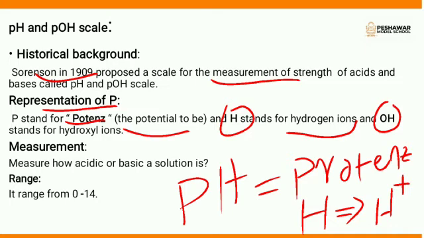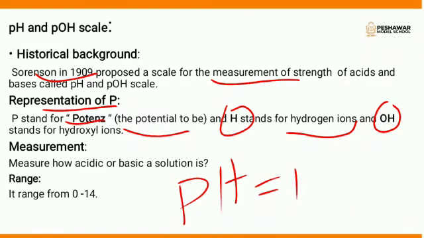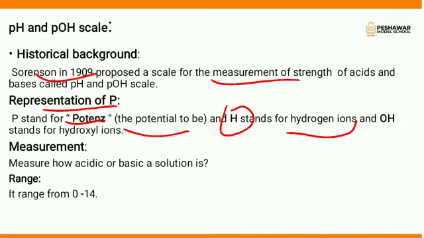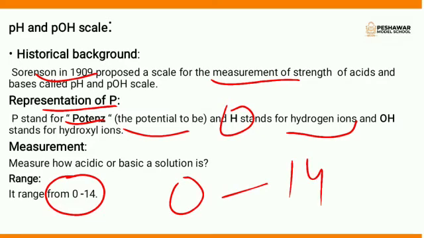The range of this scale: as we use different scales in maths and in different measurements, some scales are in meters, some are in centimeters, so they have a specific range. Similarly, the range of the pH and pOH scale is 0 to 14.